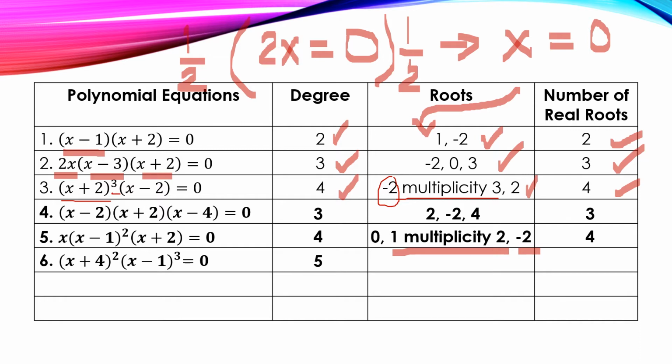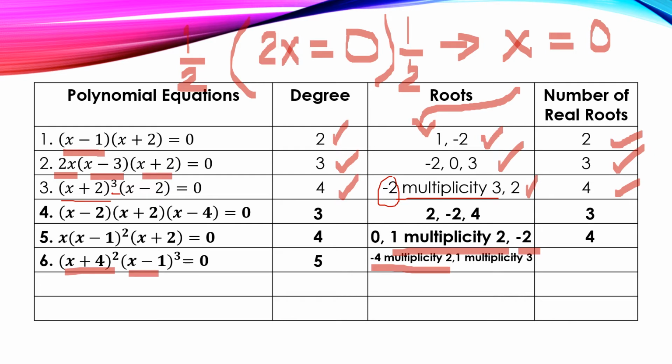And then, what are the roots? So, of course, you have negative 4 with multiplicity 2 and 1 with multiplicity 3. So, paano natin nakuha yon? So, dito muna tayo sa x plus 4. Pag kinumpit mo ang value ng x nito, that is negative 4. Tapos, dahil naka-squared siya, dalawang negative 4. Kaya, meron tayong negative 4 multiplicity 2. So, twice na naulit yung negative 4.